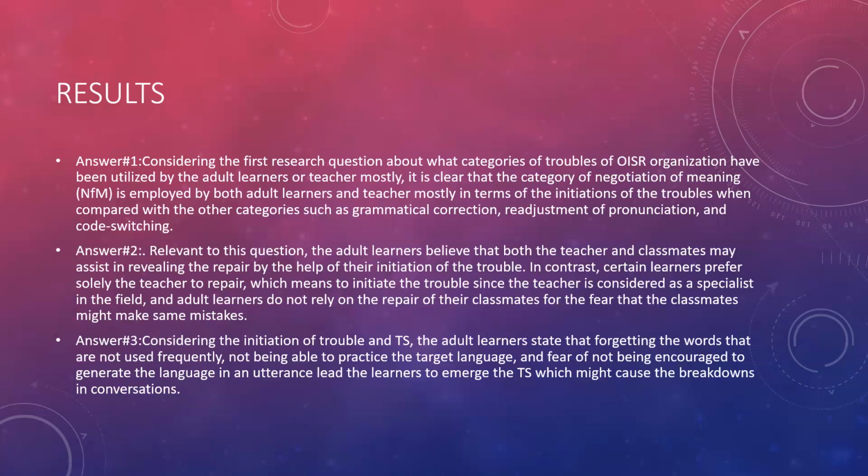And the third question, the third answer to the third question. Considering the initiation of trouble and TS, the adult learners state that forgetting the words that are not applied frequently, not being able to practice the target language, and fear of not being promoted to create the language in an utterance lead the learners to emerge the TS, which might cause the breakdowns in conversation.